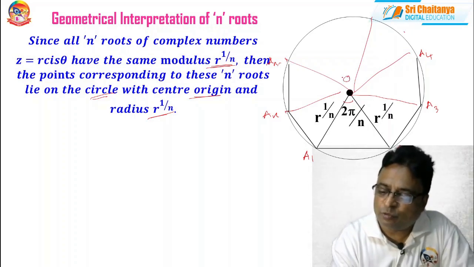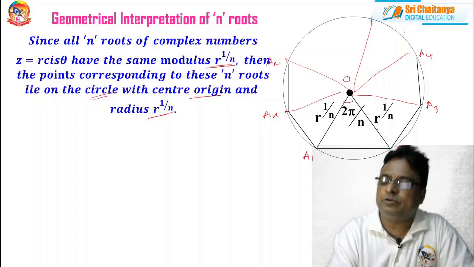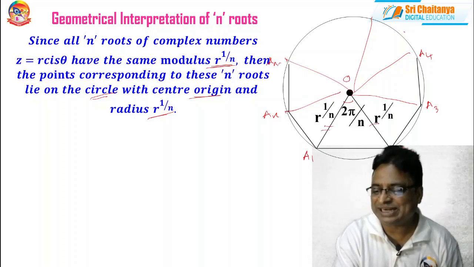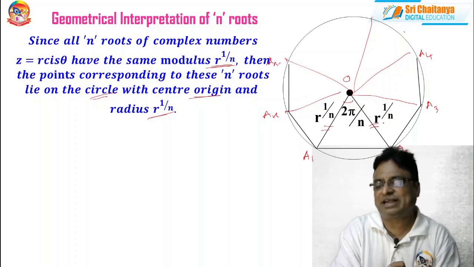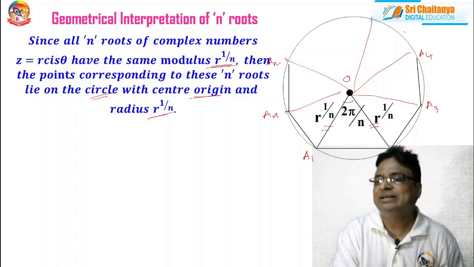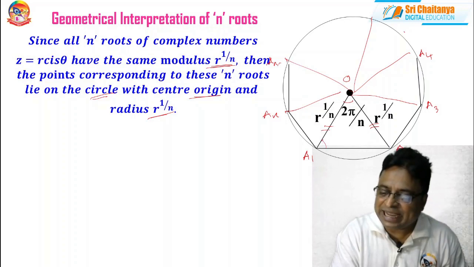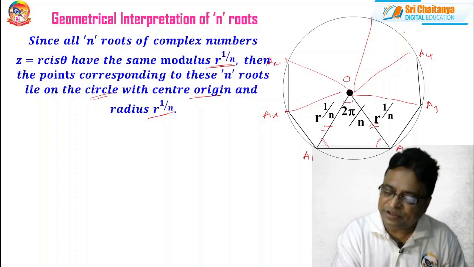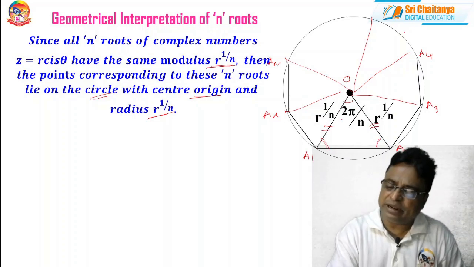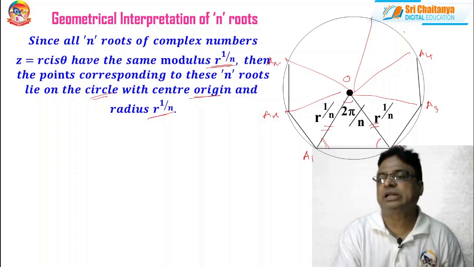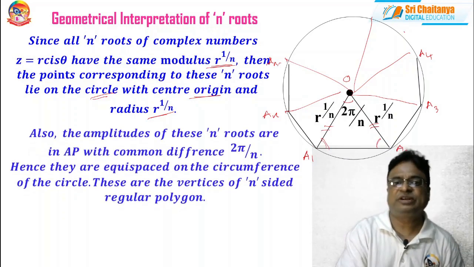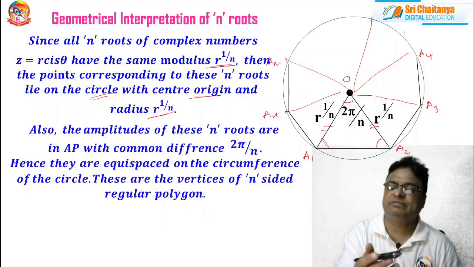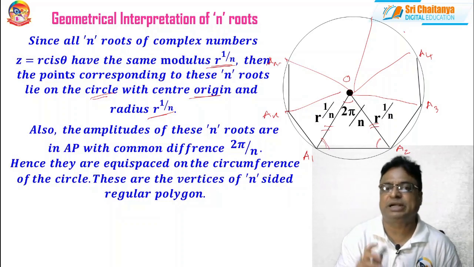Suppose if it is origin O, then OA1A2 is what? An isosceles triangle. It is not the equilateral triangle. It is an isosceles triangle, so this angle as well as this angle are the same. Based on this we can find several other results also. So listen very carefully. And what are the nature of these roots also? With the help of this explanation, you will get the complete idea.